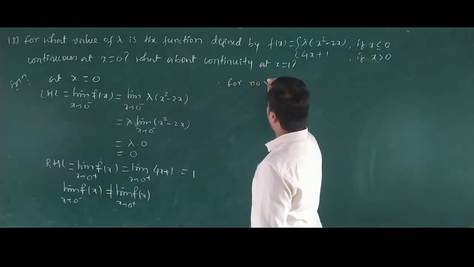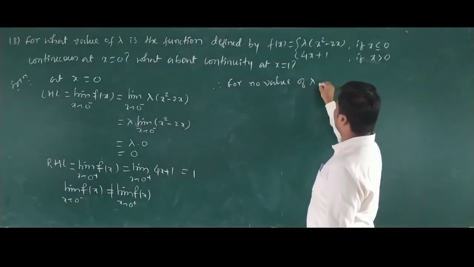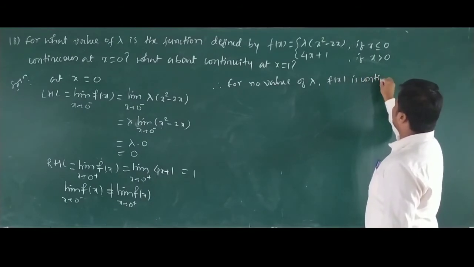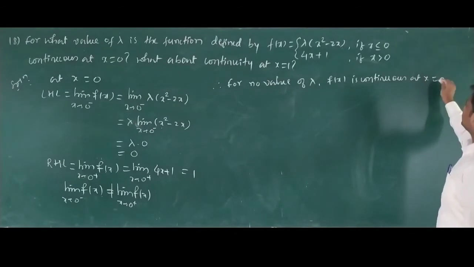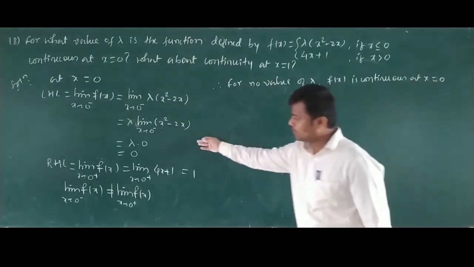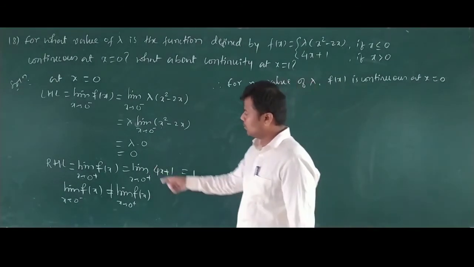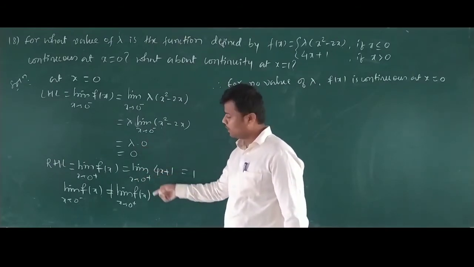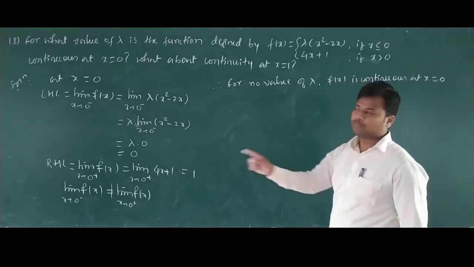Therefore, for no value of lambda, f of x is continuous at x equal to 0. Continuous does not happen for any value of lambda. In this condition lambda goes away, no value comes at all. Here, if there were lambda into 1, lambda would equal 1, but the lambda value does not come. So for no value of lambda is this function continuous at x equal to 0.